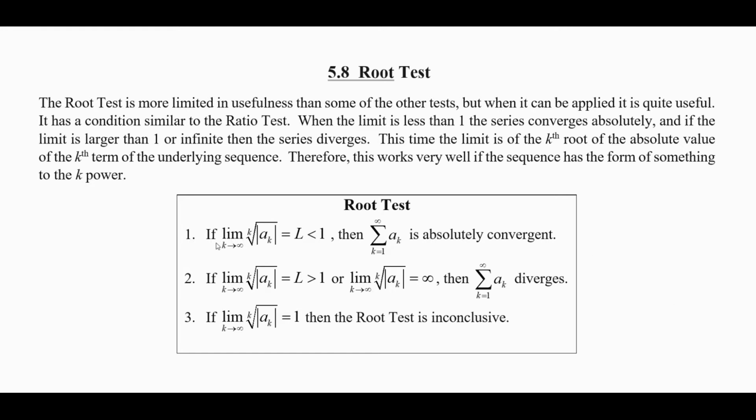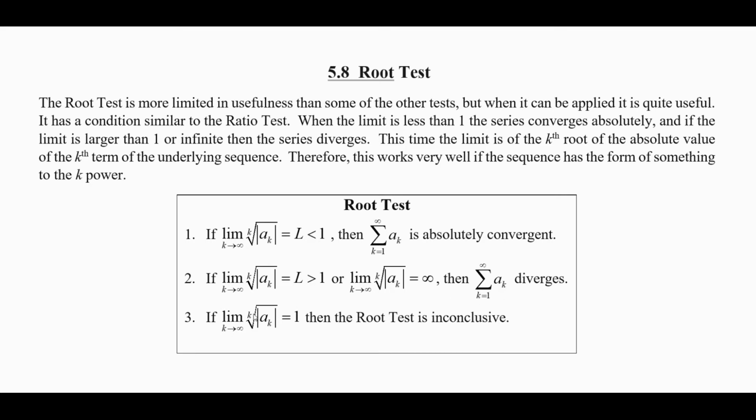So here it is. If the limit as k goes to infinity of the kth root of the absolute value of a sub k is L, some limit, which is obviously 0 or positive and less than 1, then the sum from k equals 1 to infinity of a sub k is absolutely convergent. On the other hand, if that goes to a limit but it's greater than 1, or diverges to infinity, then the sum from k equals 1 to infinity of a sub k diverges.